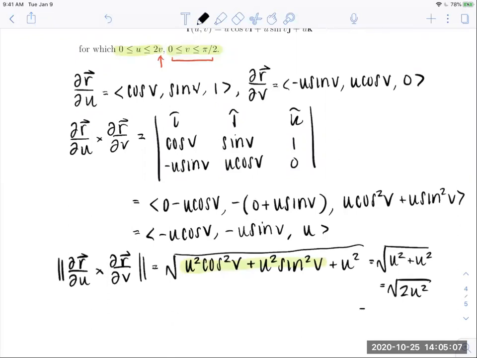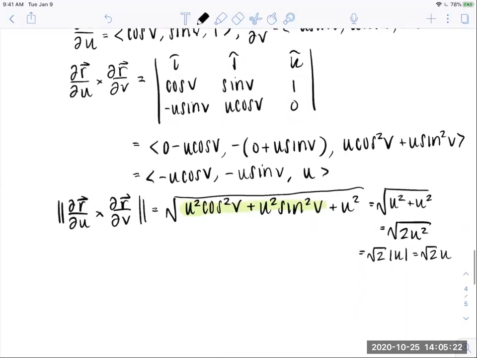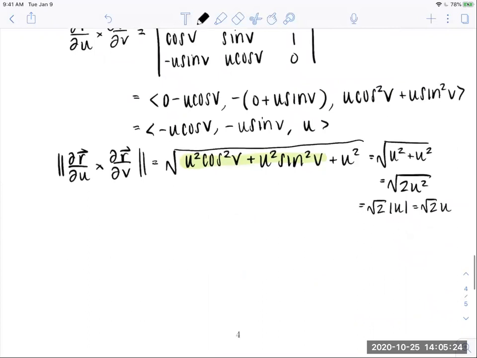In this case, I would write this as the square root of 2 times u times the absolute value of u, but remember our bounds on u are from 0 to 2v. So we already know that u is positive. You can drop those absolute values. All right, so now we can finally set up our surface area integral. I'll set up my limits of integration second, but let me first just set up the inside. I'm taking the square root of 2 u dA.